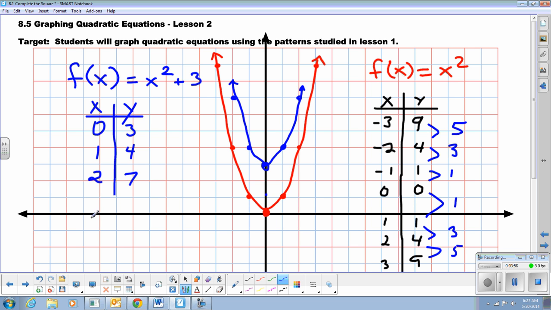Now what is my vertex? When you do your work out of the textbook, I do want you to label your vertex. So my vertex here, and we want to take a look at our pattern. The vertex happens to be whatever answer we get that forces our x squared part to equal 0.